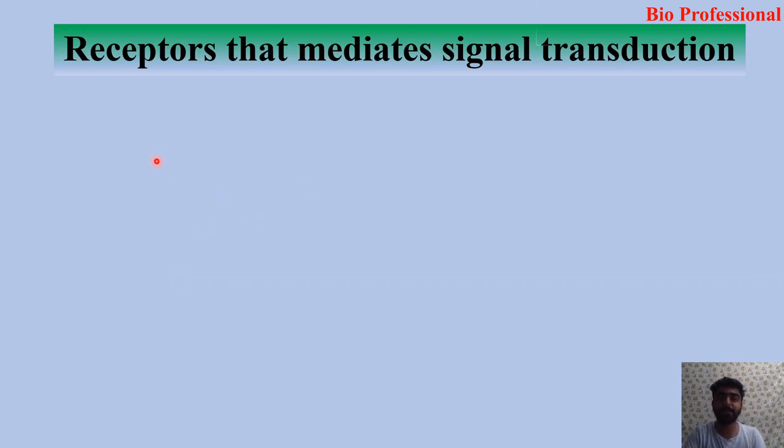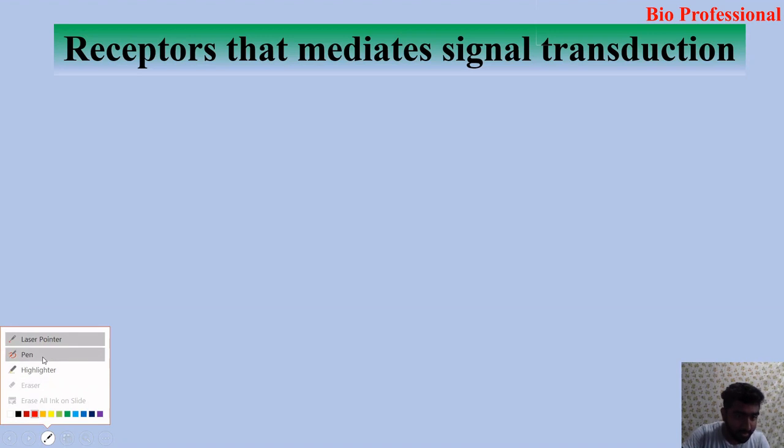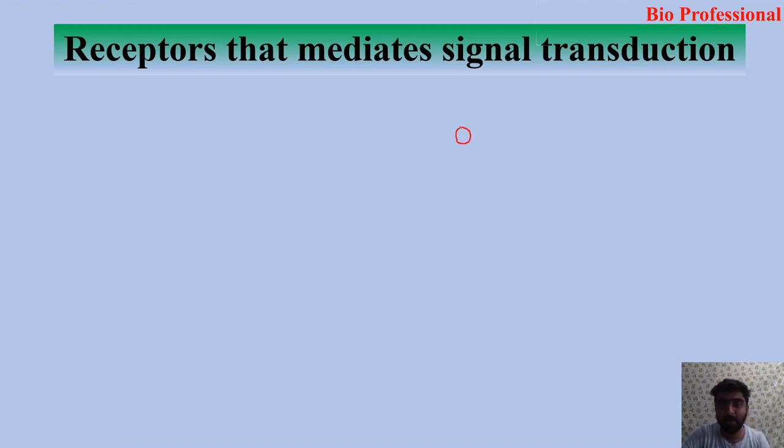There are receptors that mediate the signal transduction. As we have seen, there is a signaling molecule and there is a receptor on one cell. When the signal molecule comes and binds to the receptor, the signal molecule is also referred to as a ligand. So the ligand binds to the receptor, and after that there is downstream signaling, which we call the signal transduction pathway.